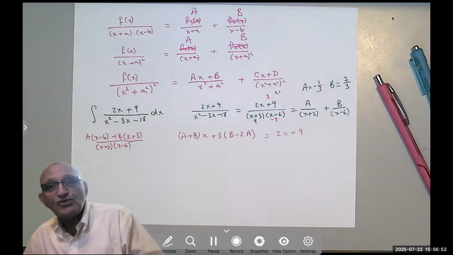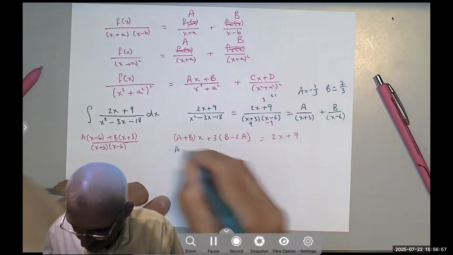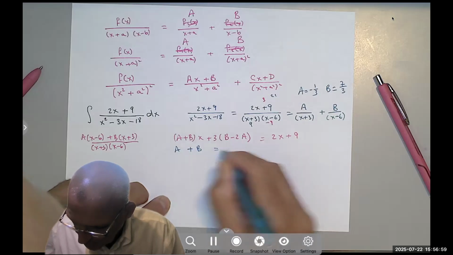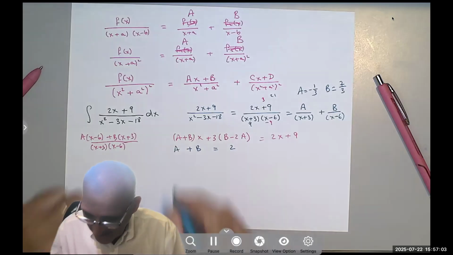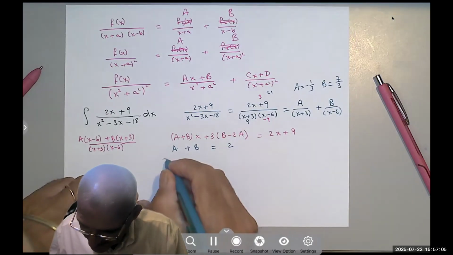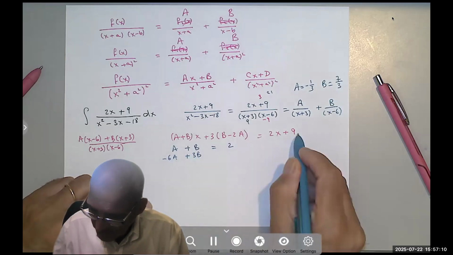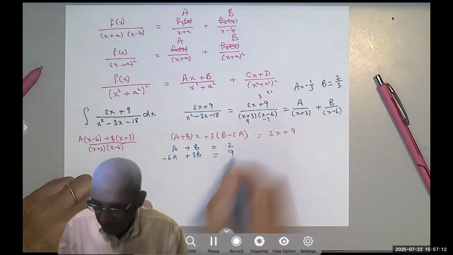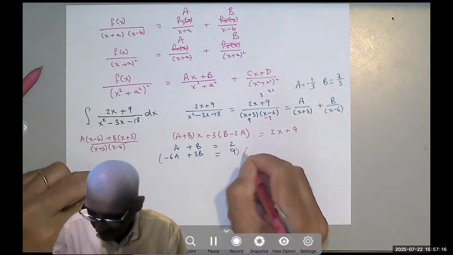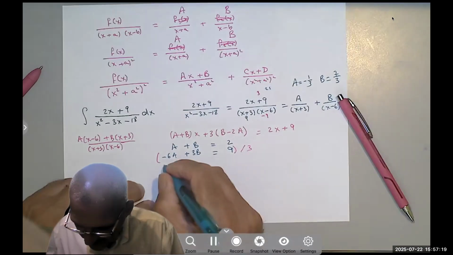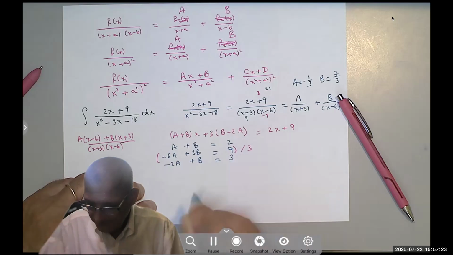In order for those two to be equal, a plus b should equal 2. The coefficient of x should be the same. And -6a plus 3b should equal 9. In fact, I can simplify that by dividing by 3, and I can say -2a plus b equals 3.